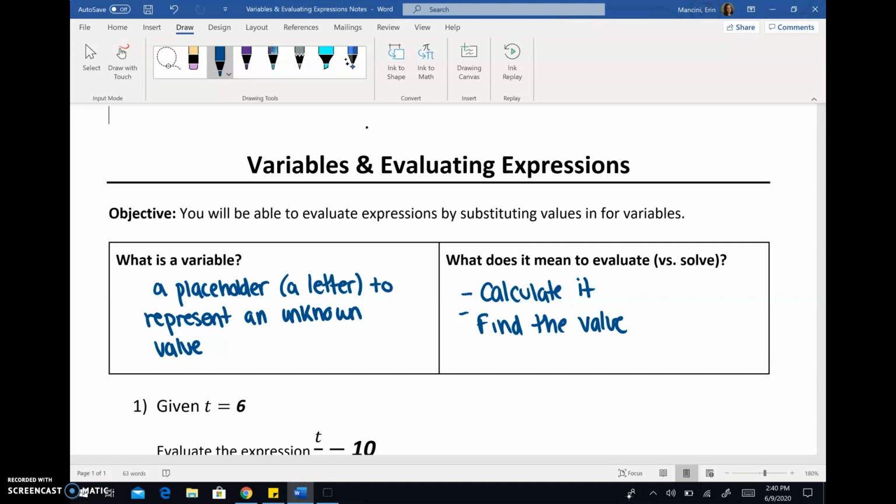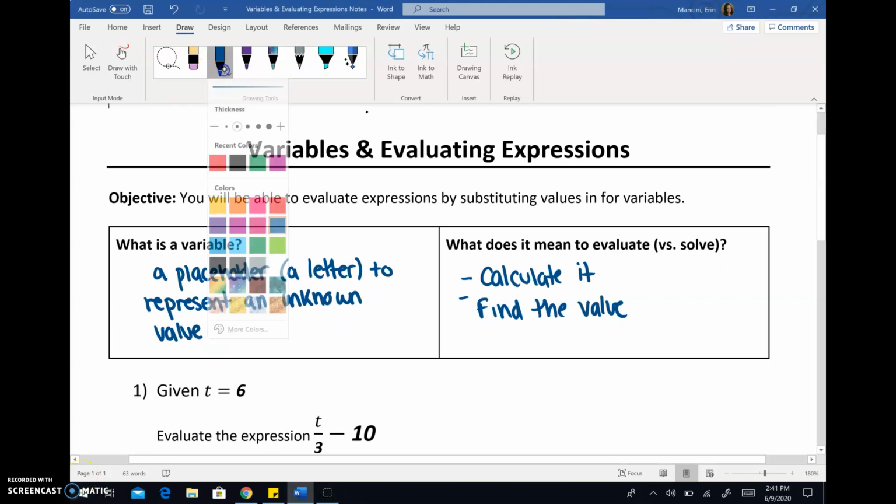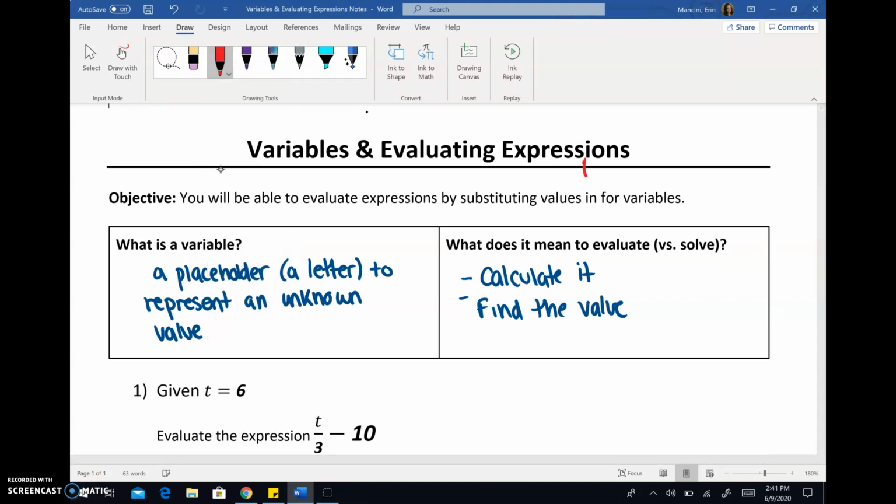Okay, so you evaluate something when it doesn't have an equal sign versus you solve something when it has an equal sign. So in what scenario would you not have an equal sign? Well, that's with an expression. Okay, an expression is kind of like an equation, but it doesn't have an equal sign. It's just like a mathematical statement. Just think of it as a statement.